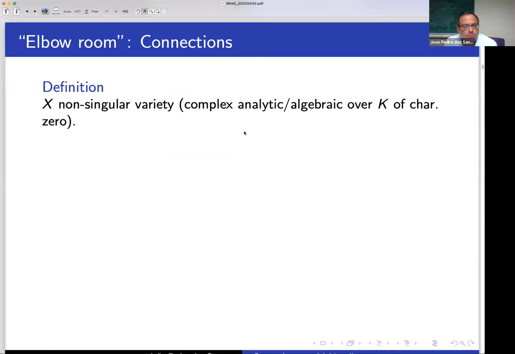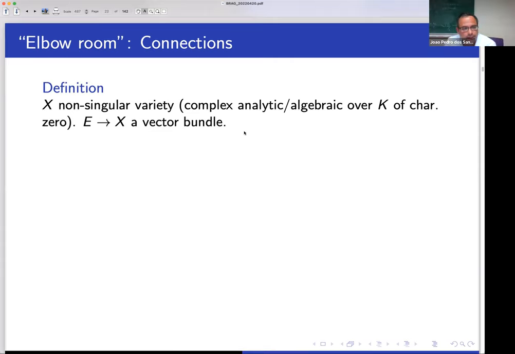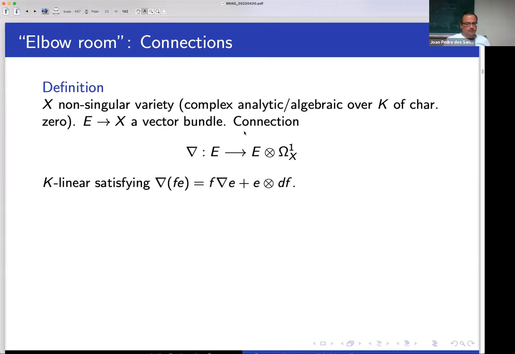Okay. So before moving on, I just need some more elbow room. Instead of just working with differential equations, we are all geometers here, and so we need some more space. So I take a non-singular variety, either complex analytic or algebraic over a field K of characteristic zero for the time being, and a vector bundle on that, which I mean just a locally free sheaf. I say that a connection is this operator which goes from sections of E to forms with coefficients in E, and it's K-linear, of course, respects multiplication by K, and satisfies the Leibniz rule.